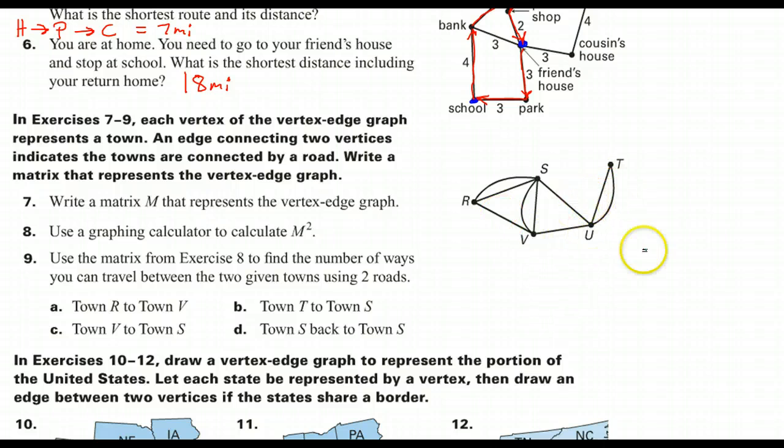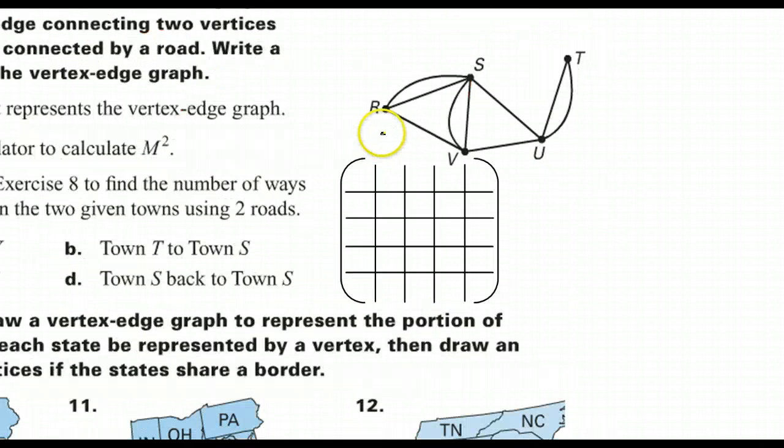So this is going to be a 5 by 5 matrix, so it's going to take a little bit of space. Alright, we're just going to have to deal with it. Maybe I'm going to zoom in. So we have, for instance, R, S, T, V, U. Alright, so I'm going to put the same thing down here. R, S, T, V, U.